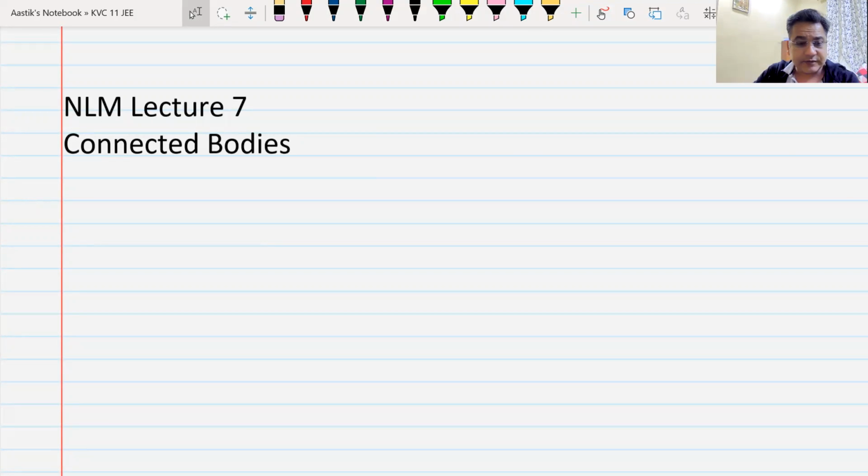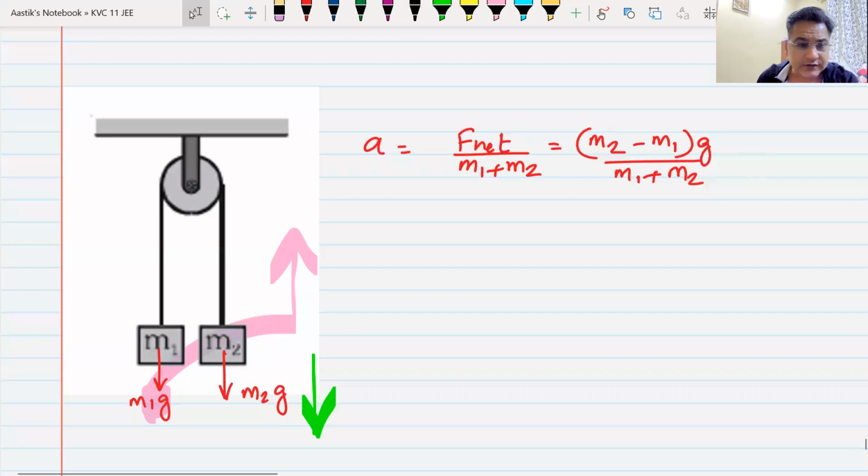We have dealt with some combinations in the previous class, and I think the last question we were doing was a question of Atwood machine. Yes or no? And we had seen how to solve this question. Do you remember this? I told you that we can do it directly, if I find out the value of F net and divide it by the total mass. Do you remember it? Yes or no?